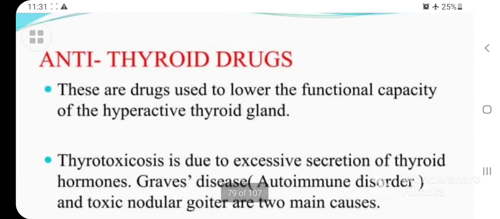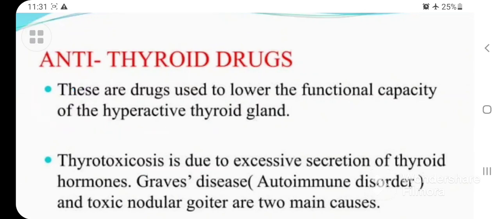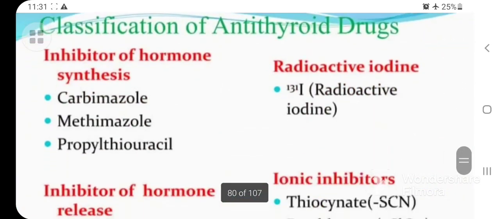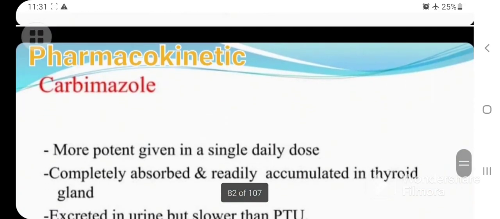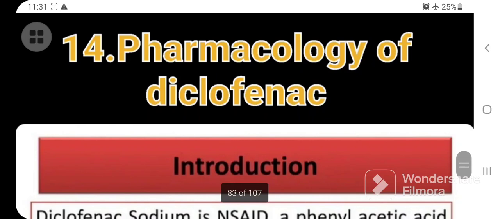You know that anti-thyroid drugs are the drugs used to lower the functional capacity of the hyperactive thyroid gland. If an excess amount of thyroid hormone gets secreted, to lower this excess amount we are giving anti-thyroid drugs. One of the common examples is carbimazole or propylthiouracil. Same mechanism of action, same pharmacokinetics also. Then pharmacology of diclofenac.